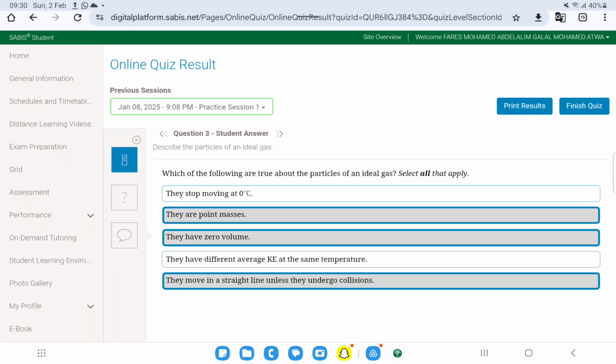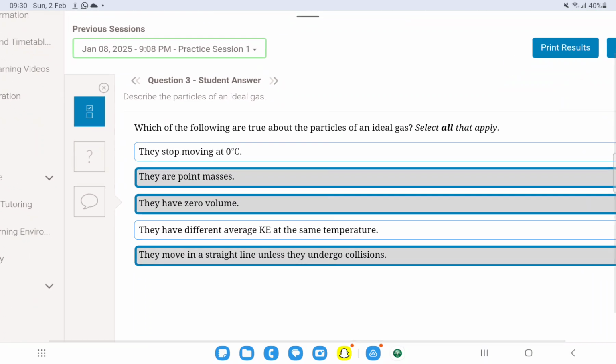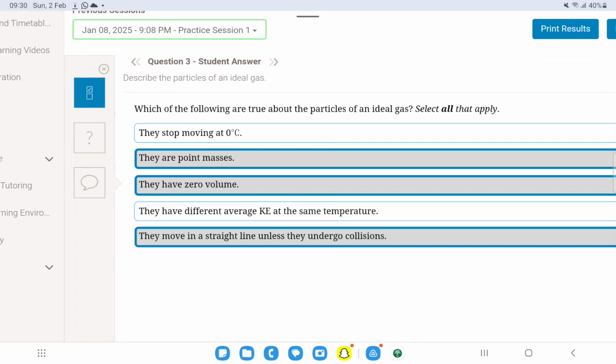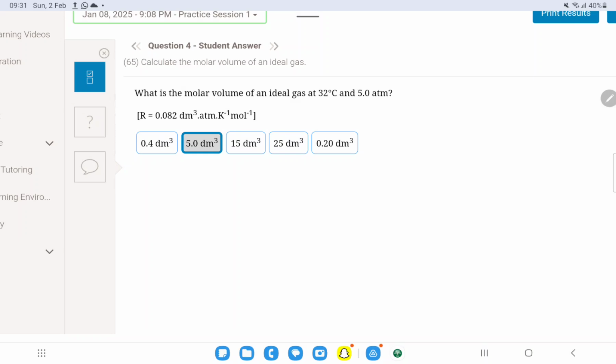Which of the following are true about the particles of an ideal gas? They stop moving at 0 Kelvin, not Celsius. They are point masses, which means that they have the mass, but they don't have volume. So they have 0 volume. They have different average K? No, at the same temperature, they have the same average kinetic energy. They move in a straight line unless they undergo collisions. These are from the ideal gas law. You have to memorize that for the exam.